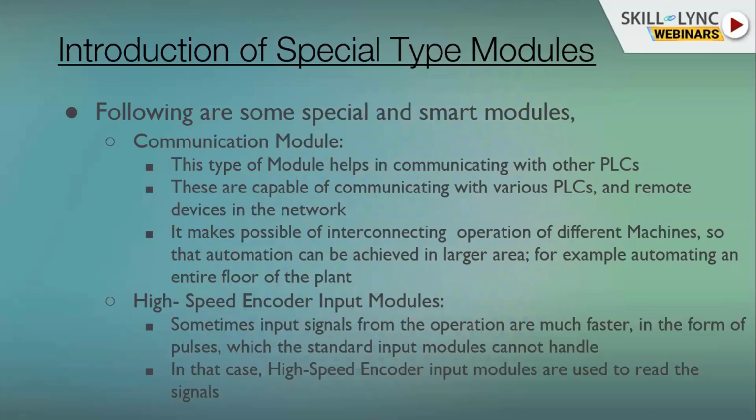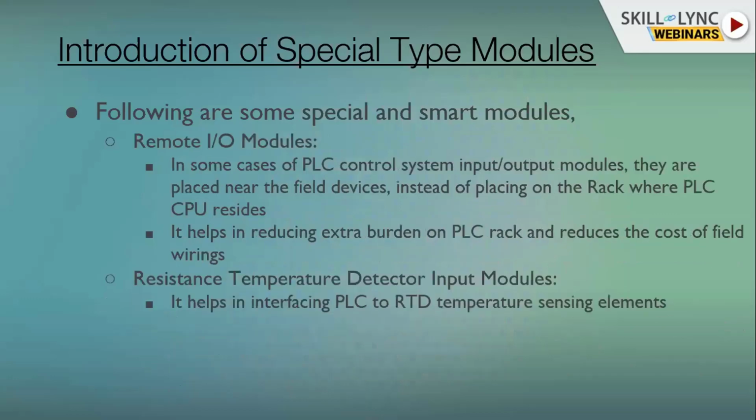Then we have also high-speed encoder input modules, where sometimes we need to get inputs from the field at fast intervals. Suppose we are counting the rotation of a fan. Their interval of counting will be some milliseconds. Through our standard input modules, it cannot be possible. We require some advanced modules.